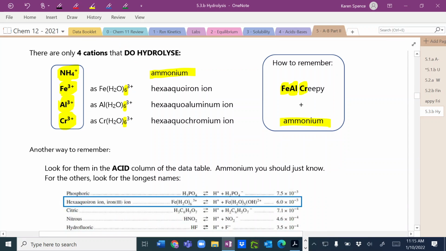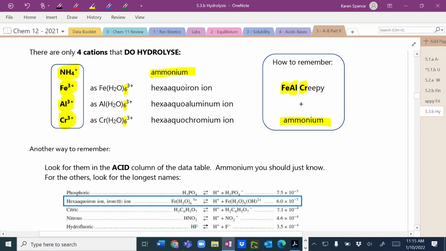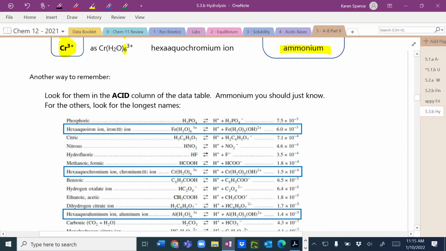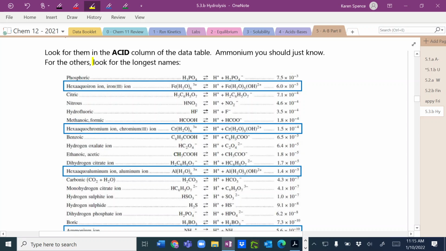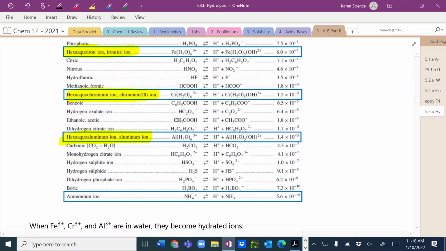Another way to remember it, if you don't like that feel creepy thing, you can look on your table, and on the acid table, you're going to look for the longest names. There are 3 really long names on your acid table. Do you see how these ones are much longer than anything else? Yes? Those are your 3 cations that will hydrolyze. And then, of course, you just have to remember ammonium, okay?